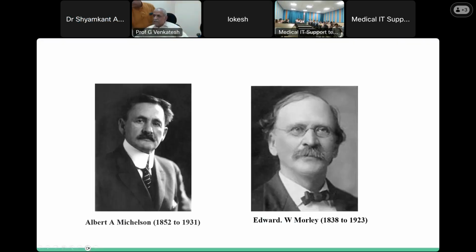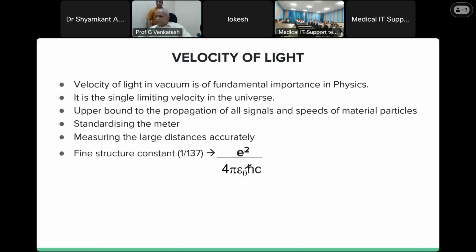Okay. The velocity of light in vacuum is of fundamental importance in physics. It is a single limiting velocity in the universe and the upper bound to the propagation of all signals and speeds of material particles, and it is used in the standardizing of the meter. It is used to measure large distances accurately, and also it appears in the fine structure constant 1 by 137 in the form e squared by 4 pi epsilon naught h cross c.